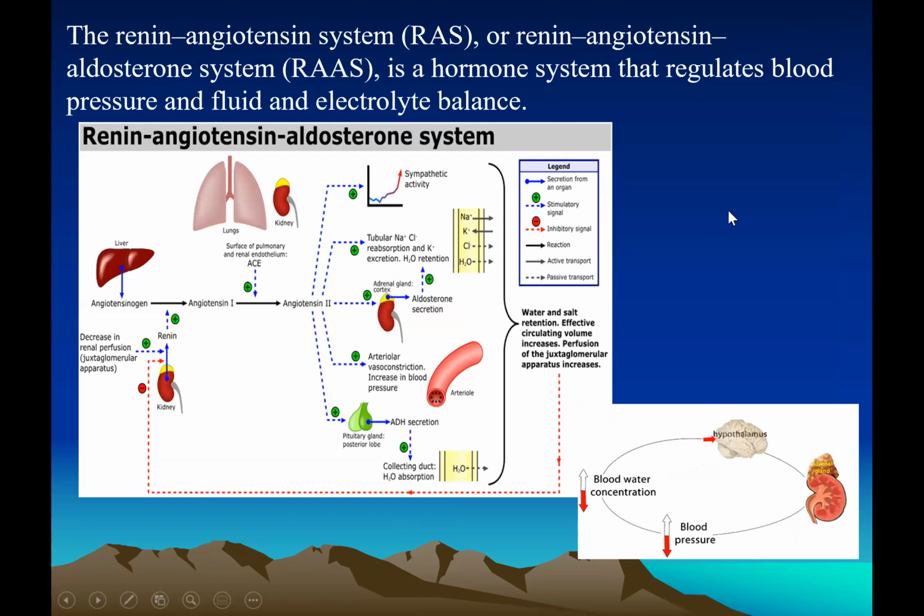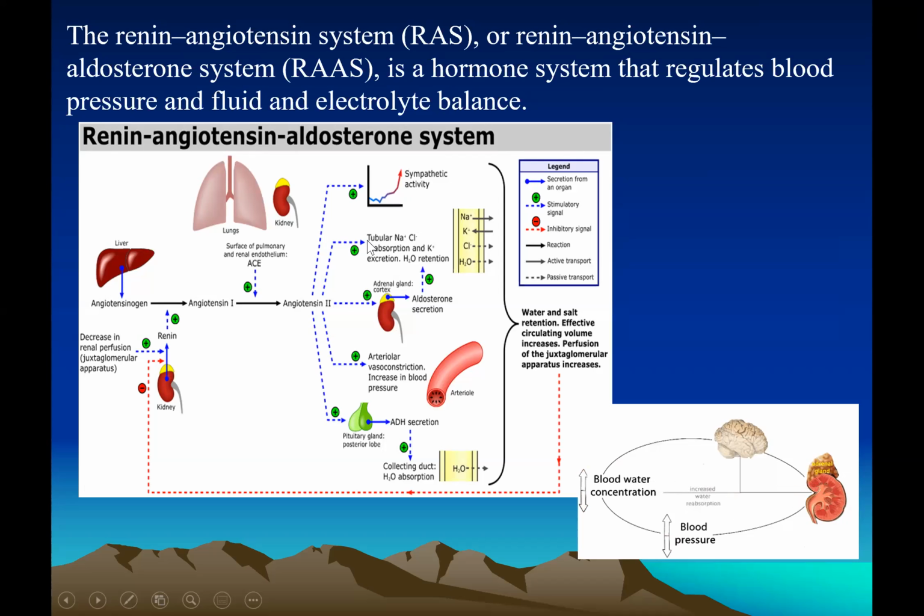So this is a very important system. Renin is made by the juxtaglomerular cells in the kidneys. Angiotensinogen is made in the liver. So renin has to activate angiotensinogen to angiotensin 1. And the lungs make ACE, angiotensin converting enzyme, to convert it to angiotensin 2. So you can see how all the different organs in our body play a huge role in maintaining blood pressure, fluid and electrolyte balance. And it's angiotensin 2 that is going to increase the sympathetic activity.